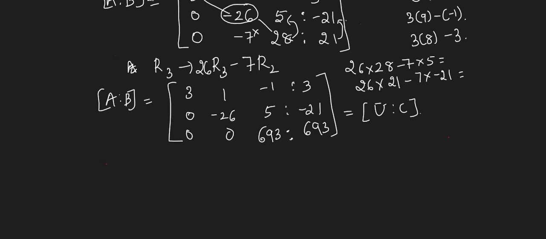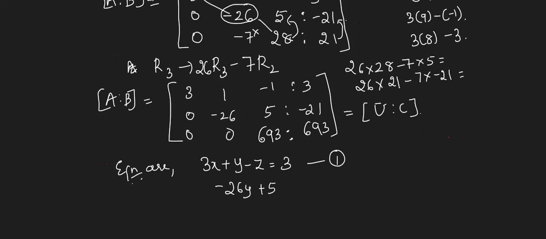So we write it in equation form. The system of equations is, tell me: 3x plus y minus z equal to 3, equation 1. How to write the second row in equation format? Minus 26y plus 5z equal to minus 21, second equation. Third equation: this is the coefficient of Z, 693Z equal to 693. This is my third equation.